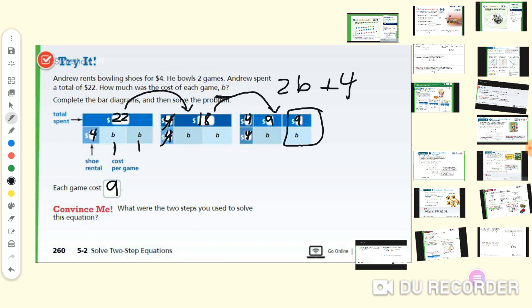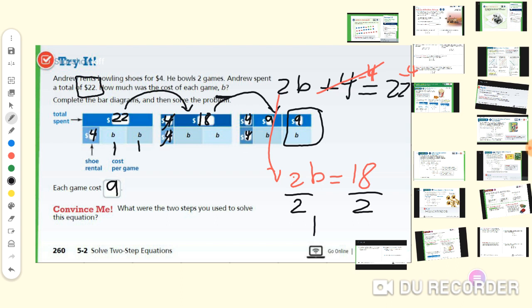How to write it by equation? I have 2B plus 4. The total he paid is 22, so it equals 22. Then minus 4 from both sides. It should remain 2B equals 22 minus 4, 18. Then divide both sides by 2. So B, 2 divided by 2, 1. So it's 1B. 18 divided by 2, 9. The same answer. This is how to solve equations.